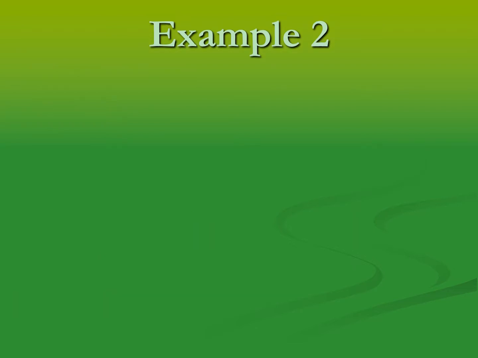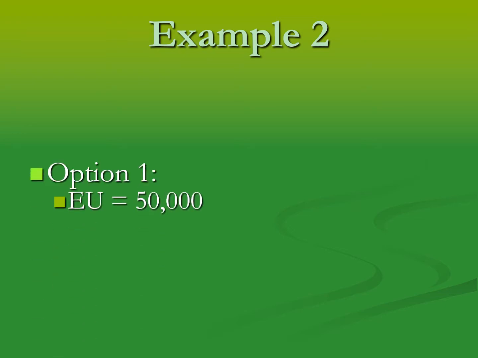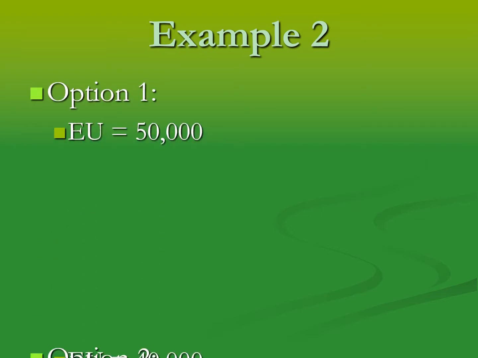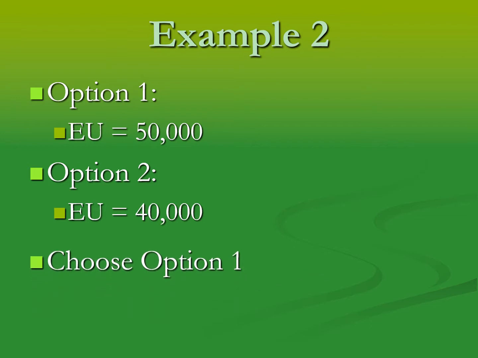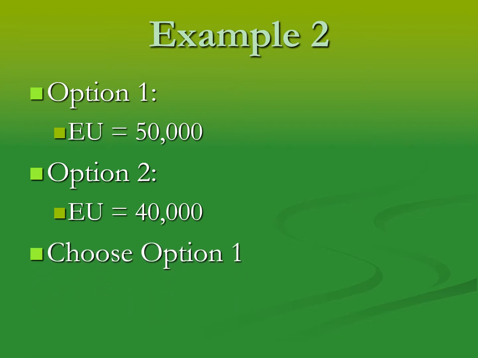From example 2, what you should get as your answer is that option 1 gives you an expected utility of 50,000. Option 2 gives you an expected utility of 40,000. And so you should choose option 1.